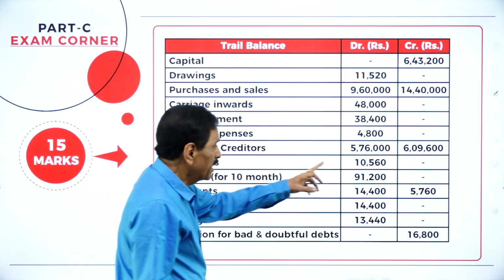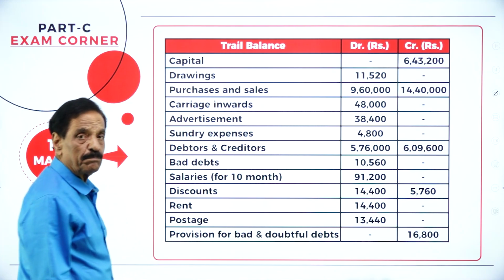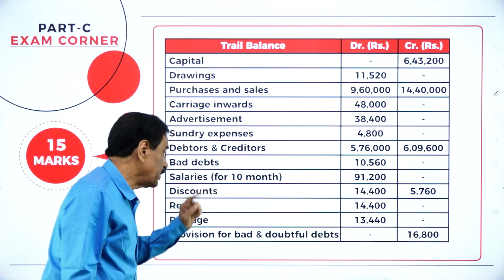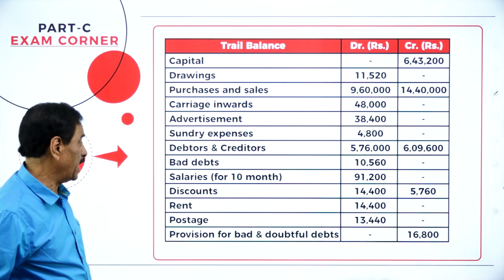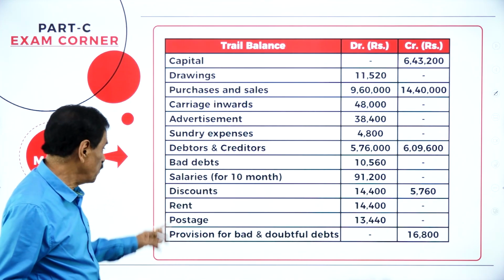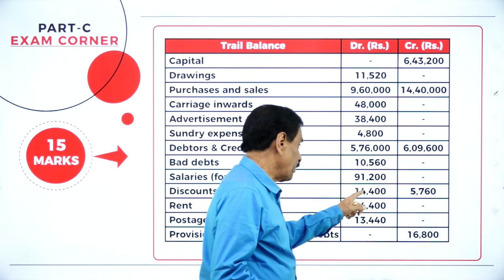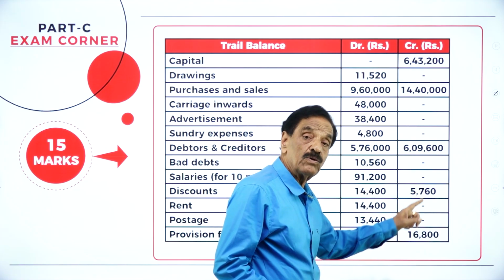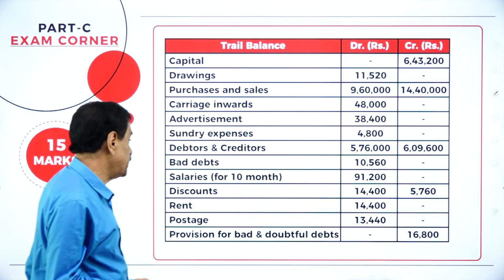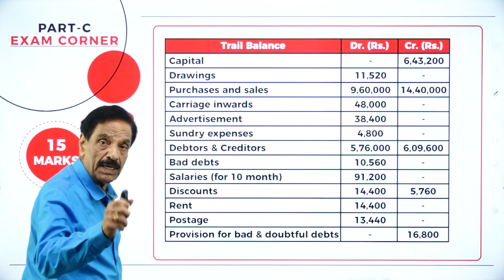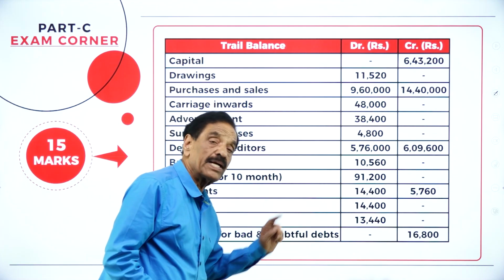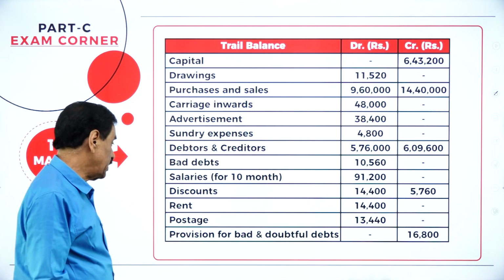Debtor is asset. Creditor is a liability. Bad debt profit and loss account. Salary for 10 months, another 2 months is outstanding. That will come profit and loss account. Discount allowed will come P&L account debit side, 5,760. P&L account credit side. Rent is an expenditure, P&L account debit side. Postage is an expenditure, profit and loss account debit side.